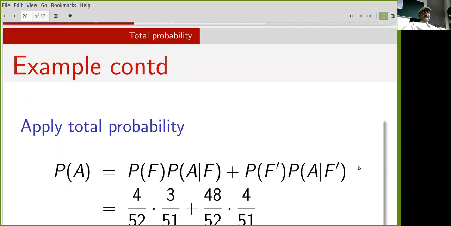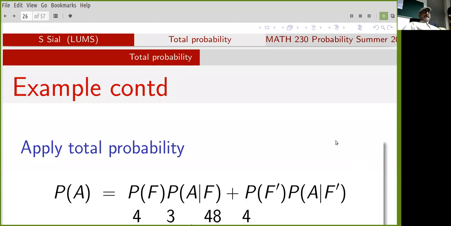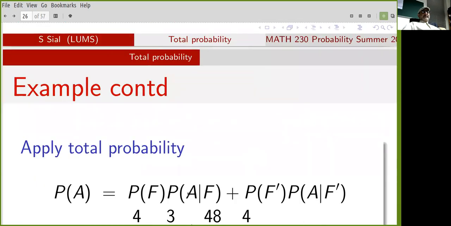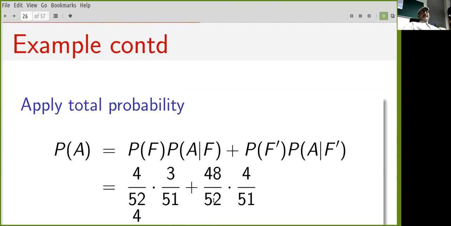Okay, what can we figure out here? Probability of A given F. A is the event that the second card is a queen. What's the probability that the second card is a queen given that the first card was a queen? If the first card was a queen, then there are 51 cards left over, and one of the queens is gone. So there are 3 out of 51 cards that are queens, and any card is equally likely to come up. So the probability of A given F is 3 out of 51.